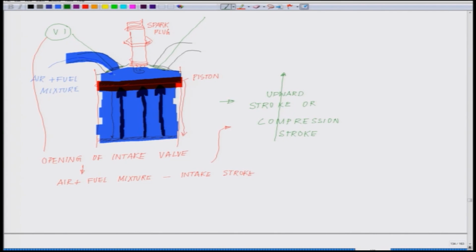Now, in this zone, it is all a compressed mixture. This compressed mixture is now ignited by the spark plug. Step 3 is being ignited by the spark plug.